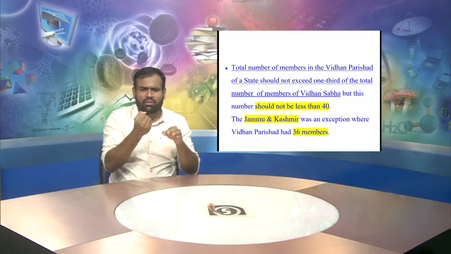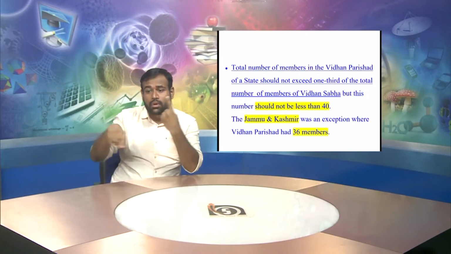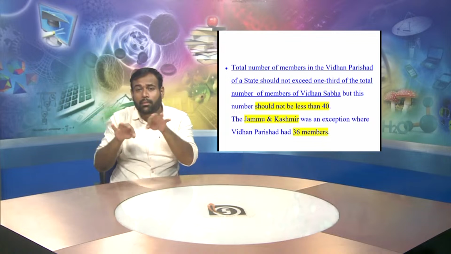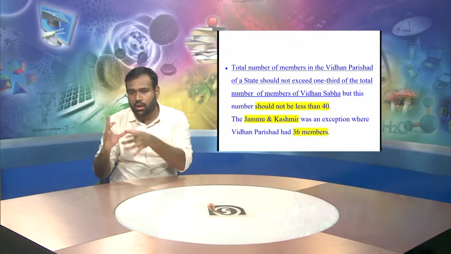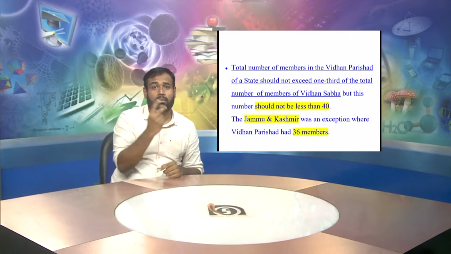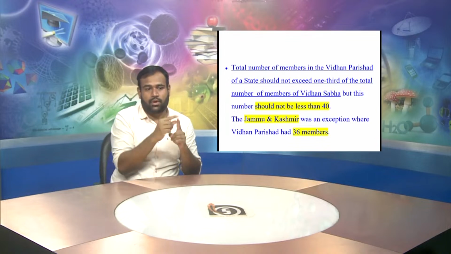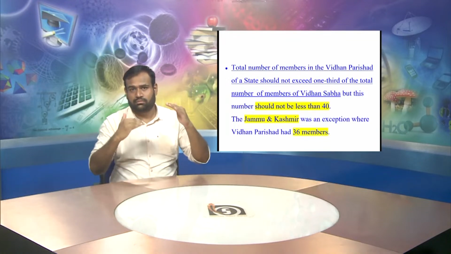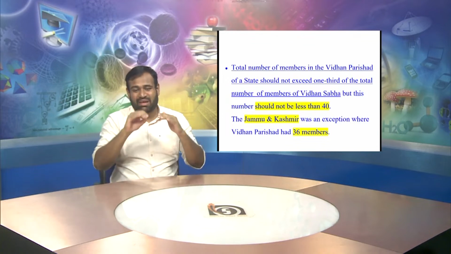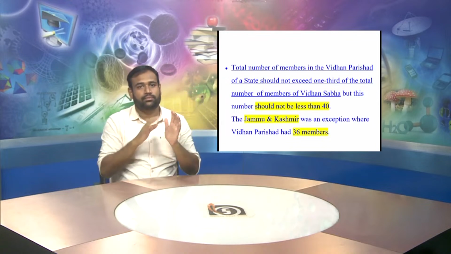The total number of members in the Vidhan Parishad of a state should not exceed 1/3 of the total number of members of Vidhan Sabha. But this number also should not be less than 40. The Jammu and Kashmir was an exceptional state where Vidhan Parishad had 36 members.